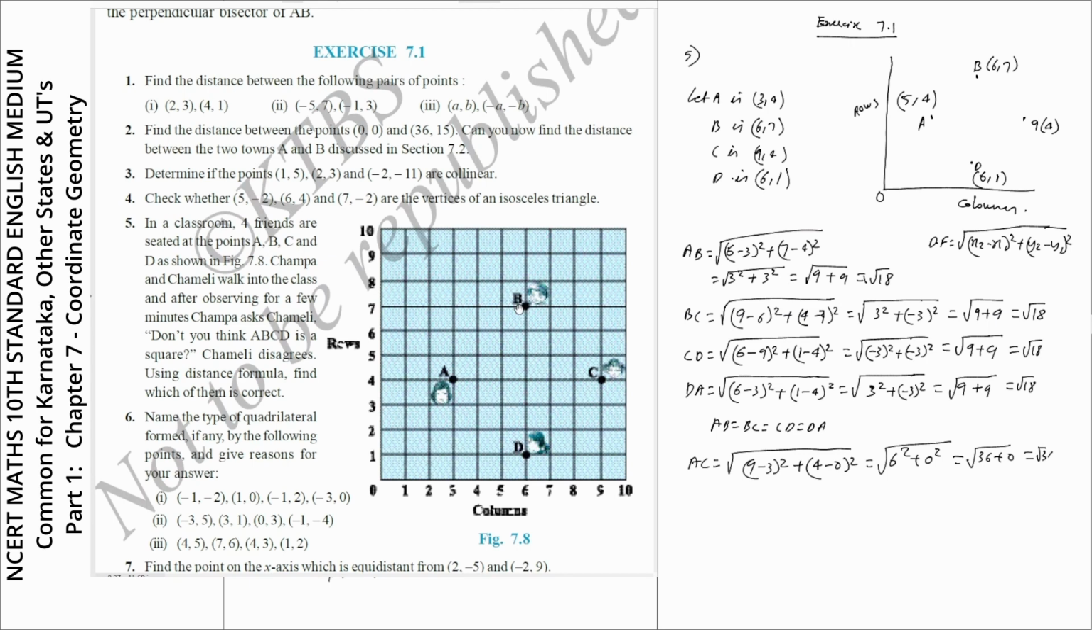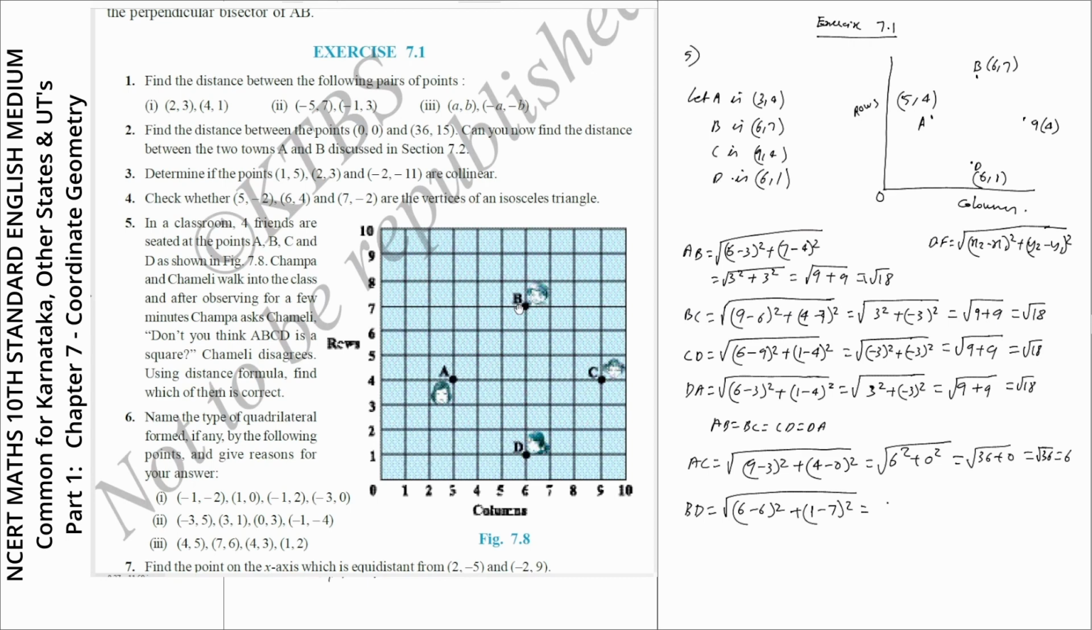Square root of 36 is equal to 6. Now what is CD? Not CD, AC I found. Next, I should check the diagonal BD. So diagonal BD is equal to square root of (x2 minus x1) the whole square, that is (6 minus 6) the whole square, plus (y2 minus y1) the whole square, that is (1 minus 7) the whole square.